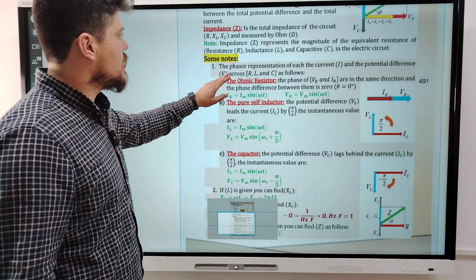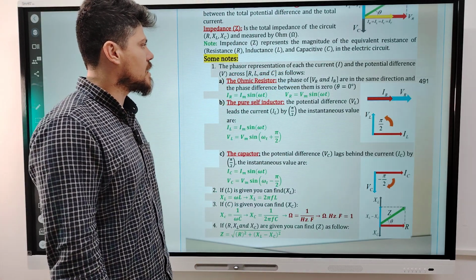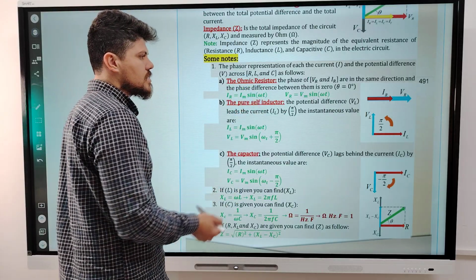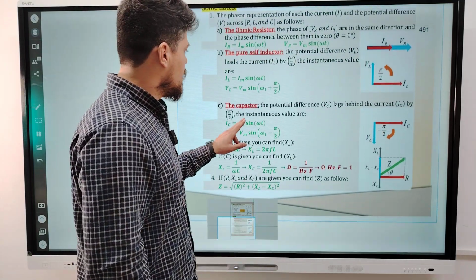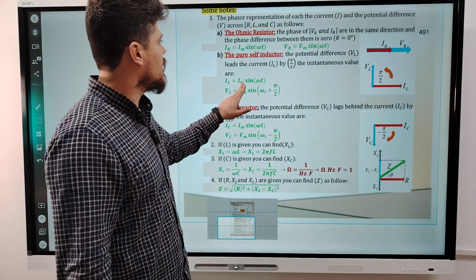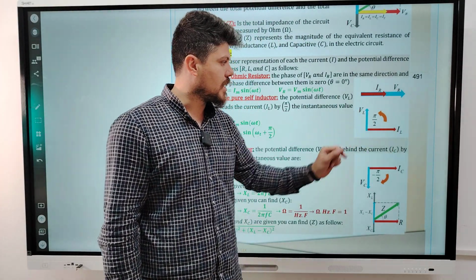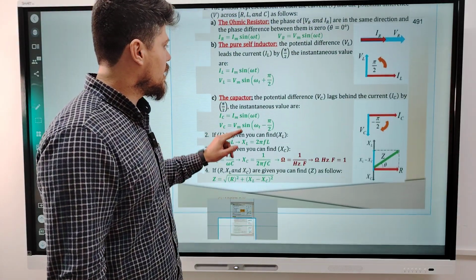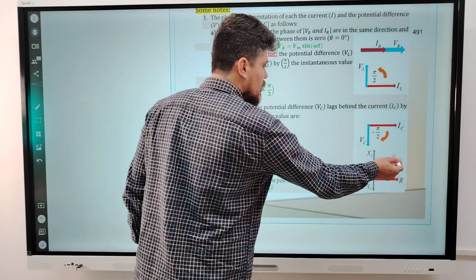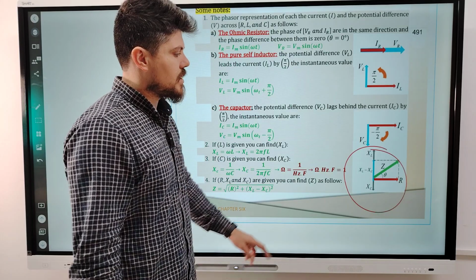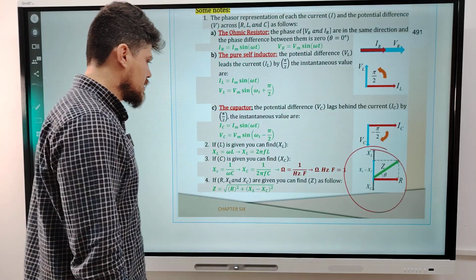As you know, in the phasor representation, we represent the current and the potential difference across the resistance, inductance, and capacitance as follows. In the ohmic resistor, the phase difference is 0 between current and potential difference. In the pure coil of inductance, the potential difference leads the current by phase pi over 2, and in the capacitance, the potential difference lags behind the current. Also, you can find the total impedance Z is equal to the square root of R squared plus (XL minus XC) squared.